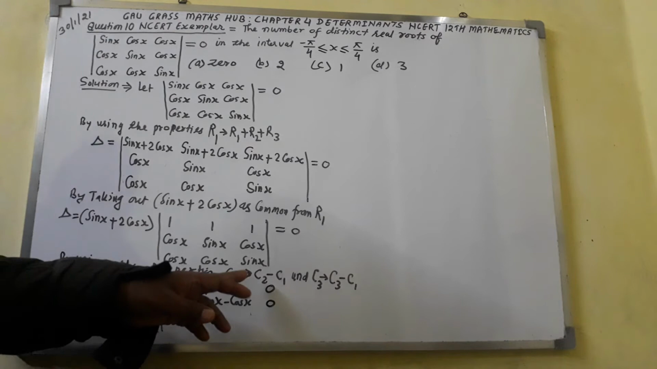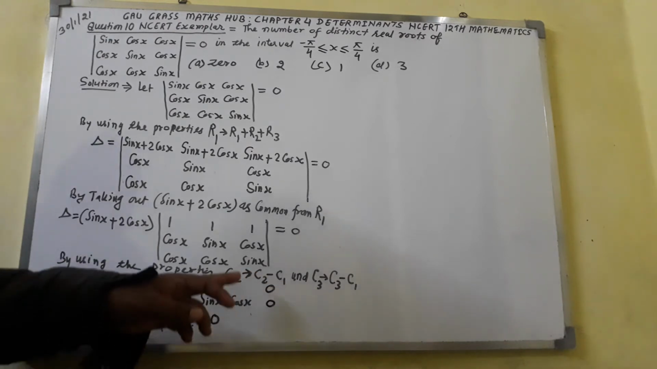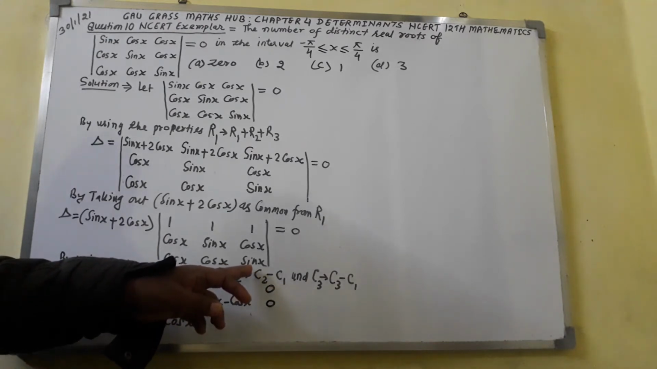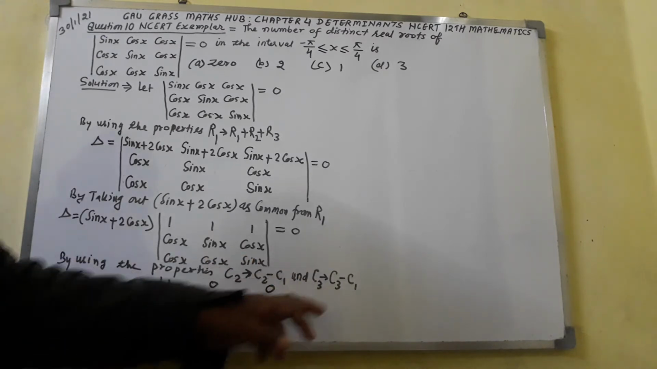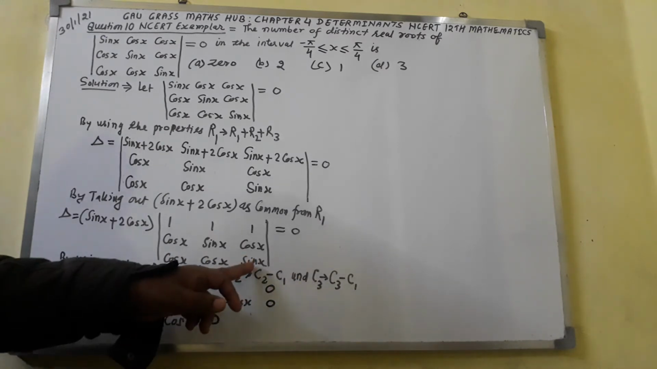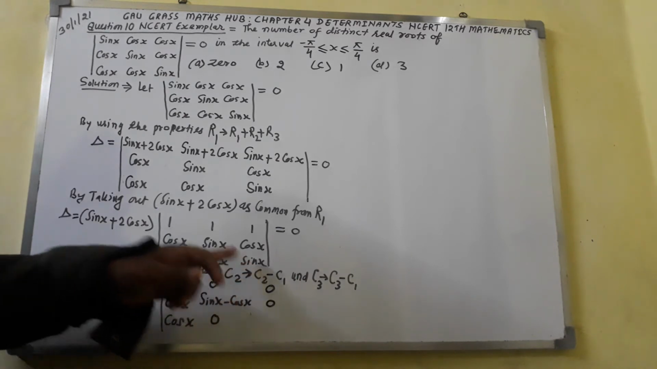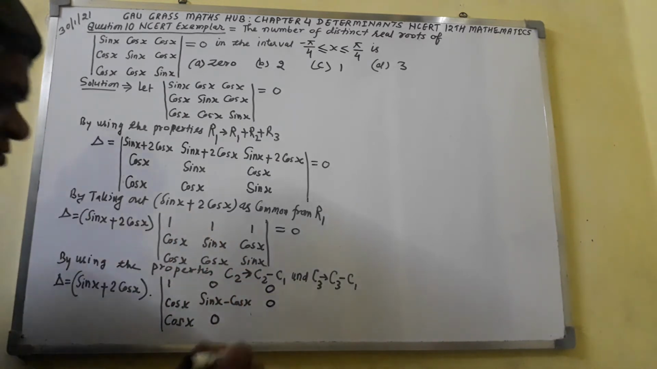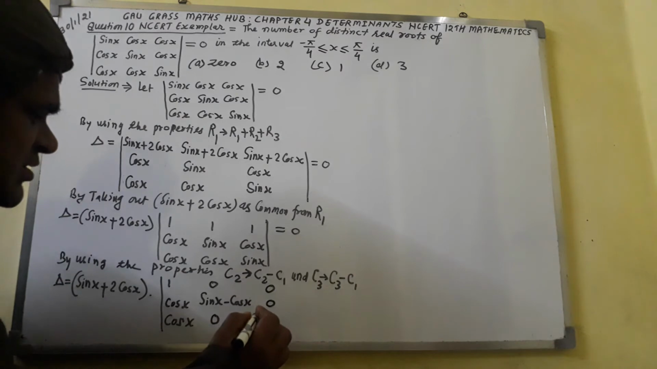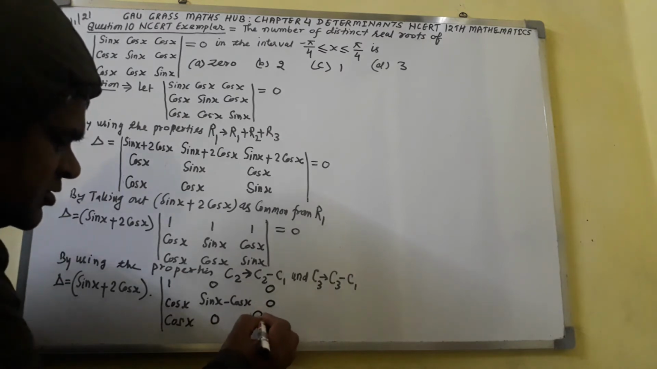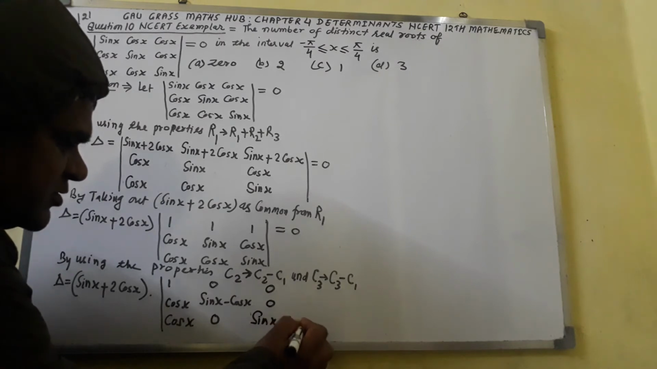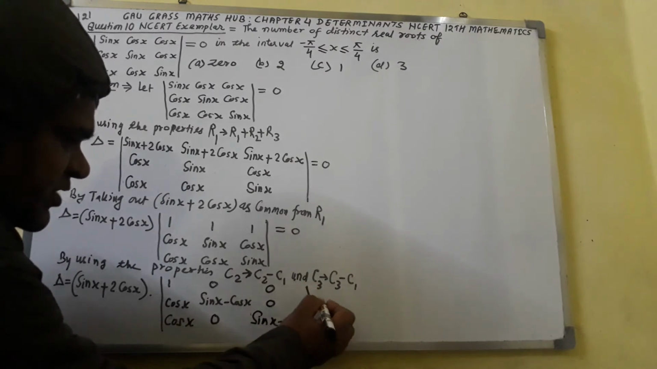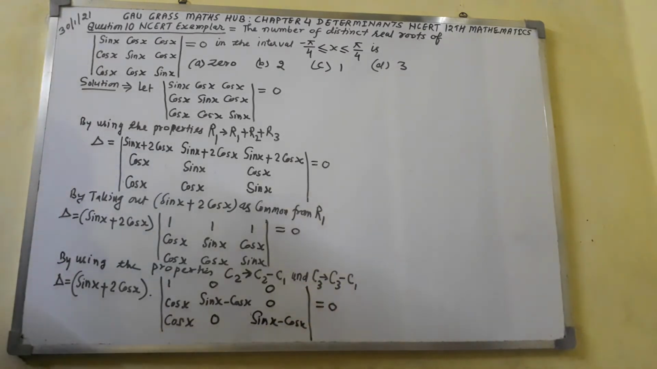And C3 goes to C3 minus C1. If I take the element of C3 as sin x, so here sin x minus the corresponding element in the first column, which is cos x. So here it will become sin x minus cos x. So here we will get sin x minus cos x. This comes out to be 0. So this thing you will get.